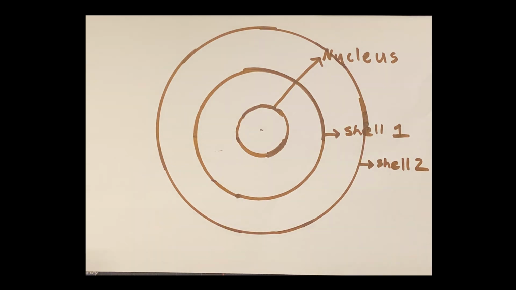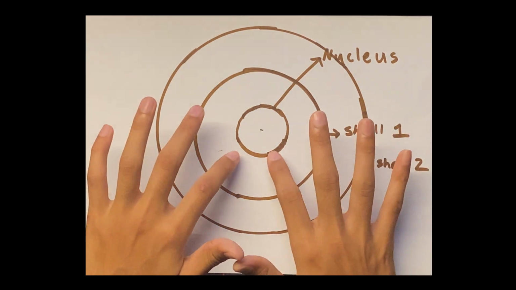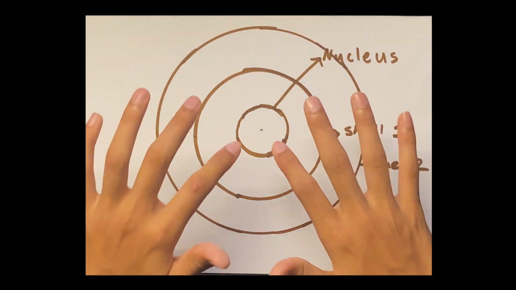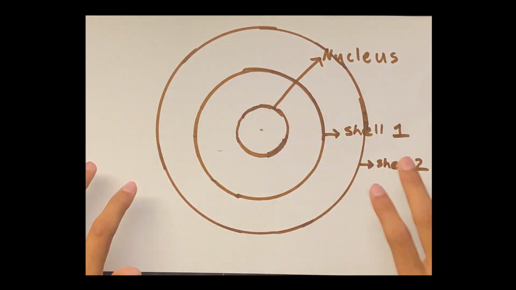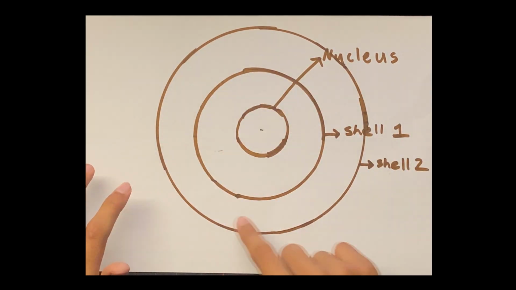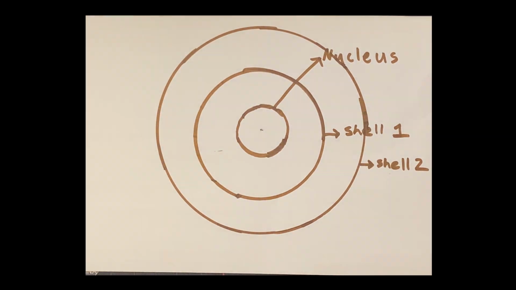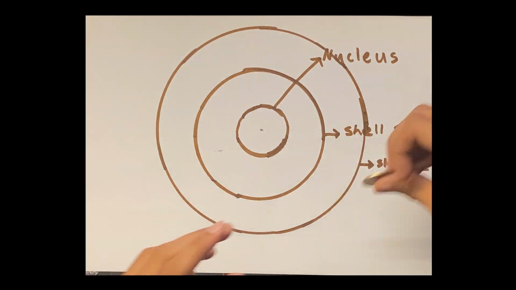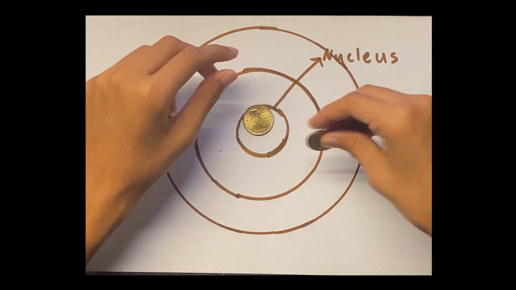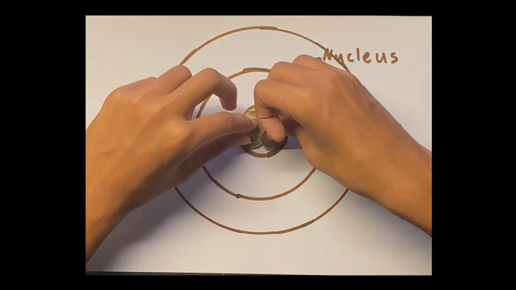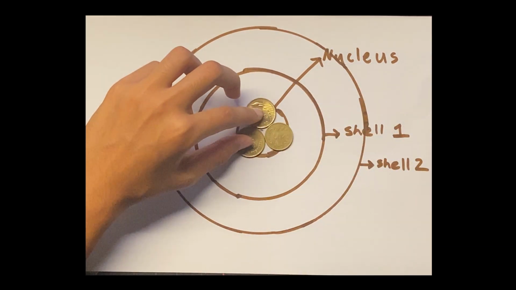To start with, let me explain the structure to you. The center part, the nucleus, will contain the protons and neutrons. Shell 1 and shell 2 are the electron orbits where the 2 electrons and 1 electron will sit. So, to begin, let's place 3 beads, buttons, or coins into the center to represent protons. So today I have 3 coins that represent protons.